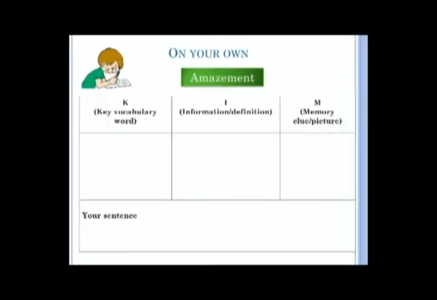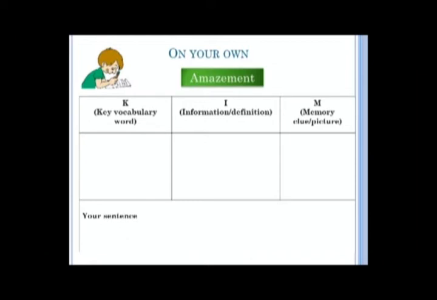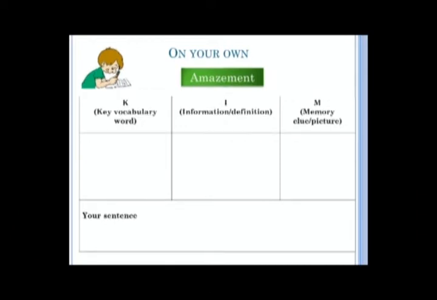Now, boys and girls, here is an activity. You're going to do this one on your own. The word that you are going to be looking at is in the green box. What is that word? The word is amazement. Now go right ahead and complete the KIM strategy worksheet. You have a few seconds to do so.